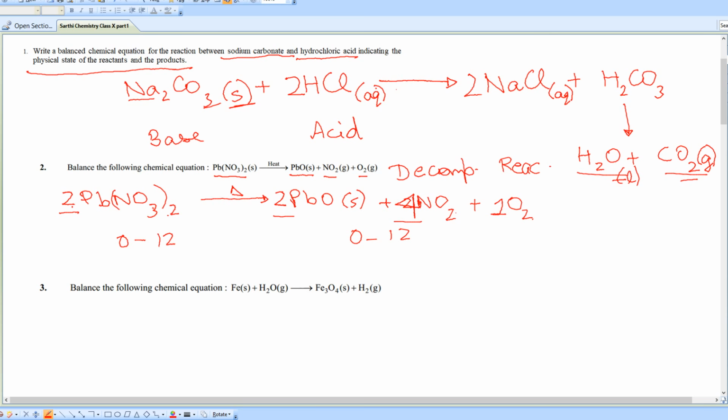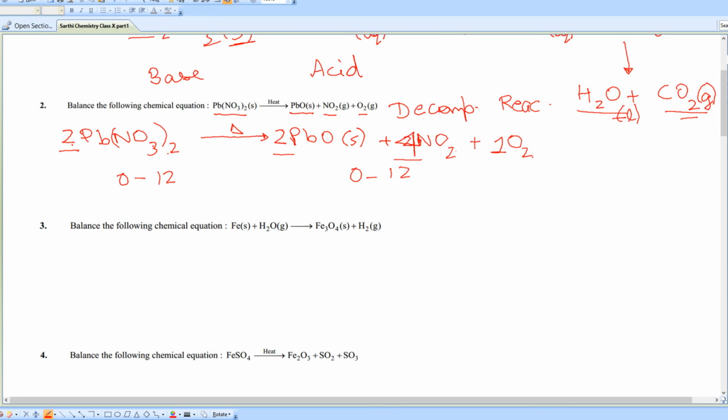We need not write this one, but just for writing purposes, we can write it here, like there is only one molecule of oxygen. Now let's move on to the third question. We have to balance this. Iron is reacting with water to form Fe3O4 plus H2. Now this reaction you must have learned in the third chapter, which is metals and non-metals. So we'll try to balance this reaction.